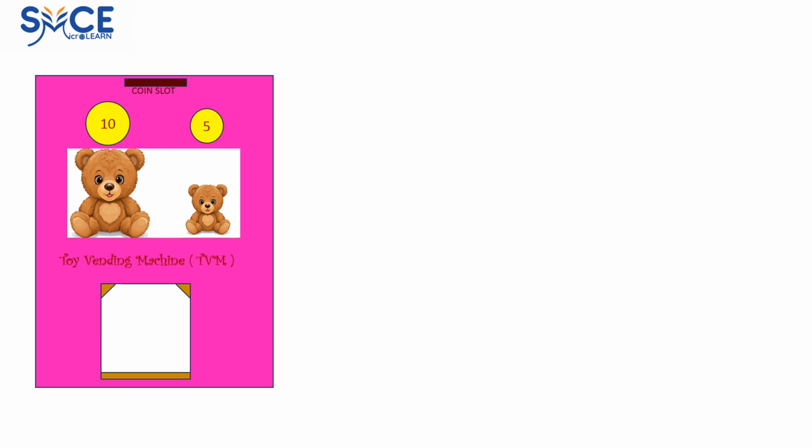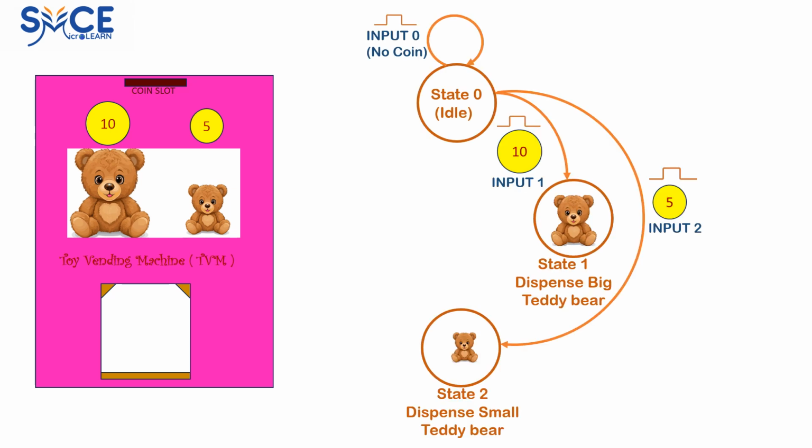Let's take the example of a toy vending machine. In this machine, when a coin with a value of 10 is dropped in the coin slot, it dispenses the big teddy bear. When the coin with a value of 5 is dropped in the coin slot, it dispenses the smaller one. Now let's see the operation of this toy vending machine in the form of a diagram. This diagram is known as the state diagram.